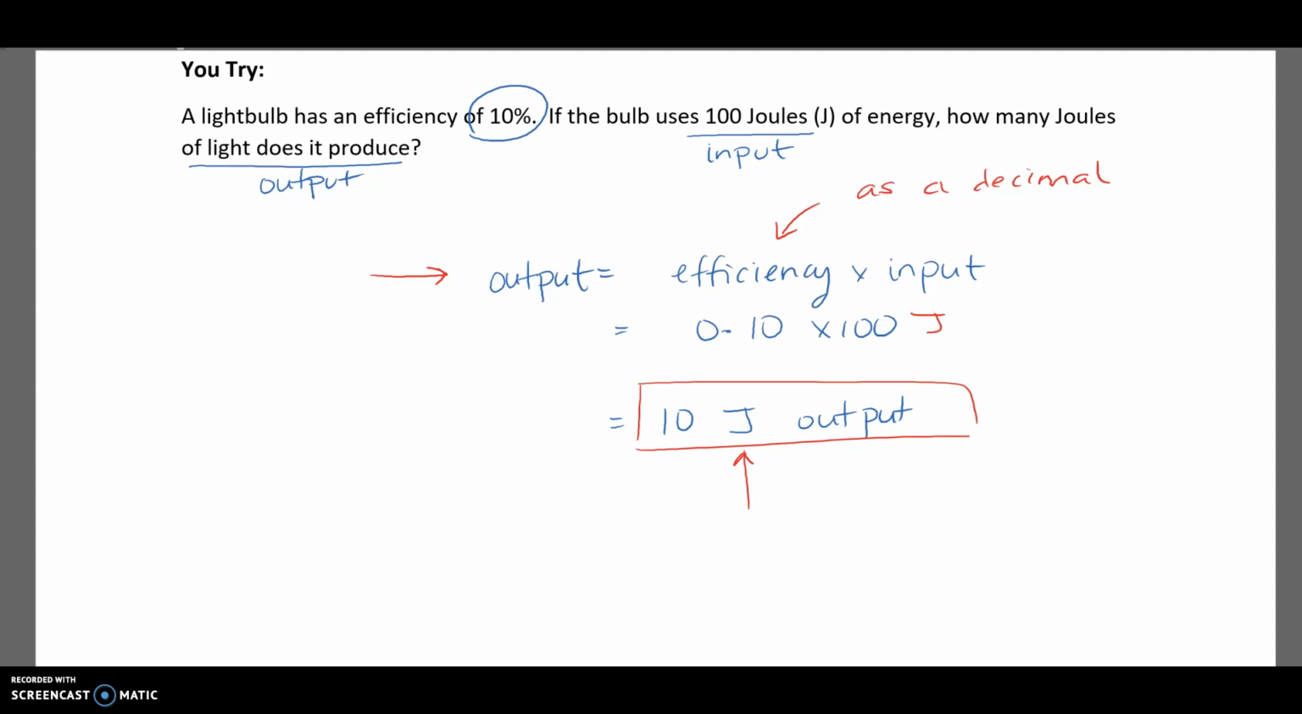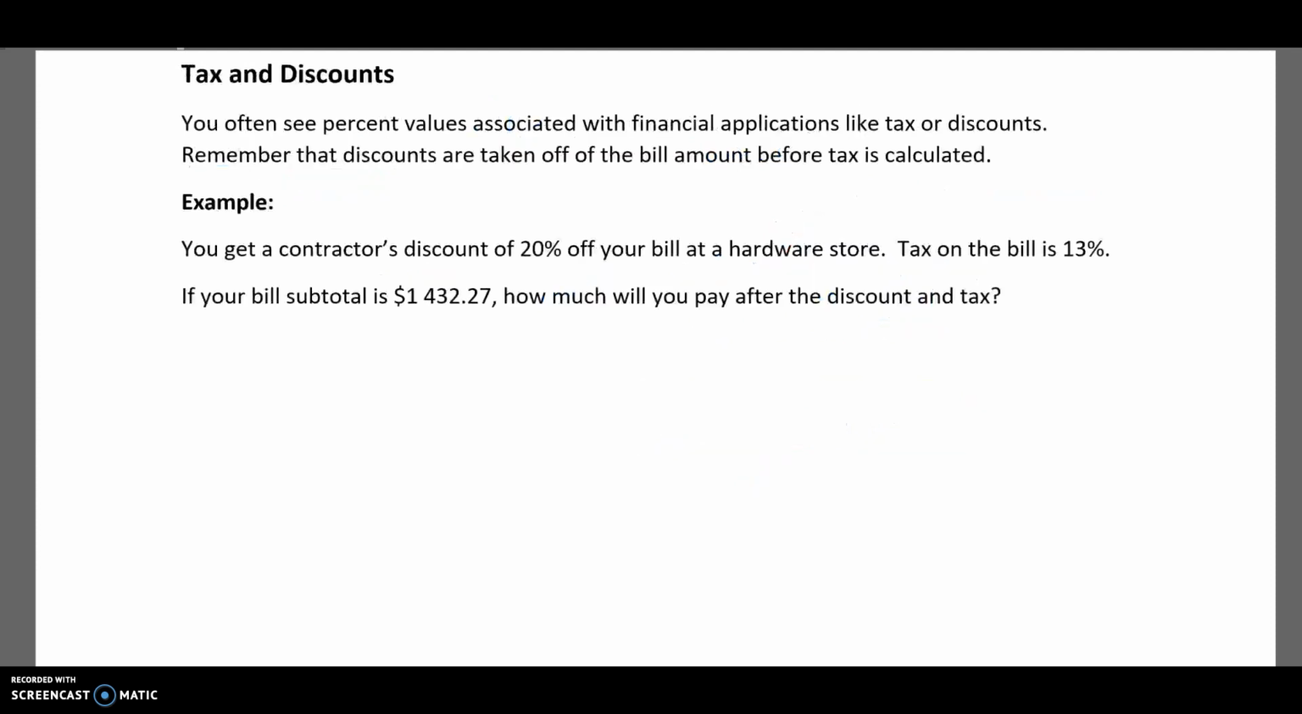Our final application example for percents will look at taxes and discounts. You often see percent values dealing with taxes and discounts, and these are likely calculations you've done before. We'll look at a couple of examples and recognize that there are multiple ways you could complete the steps to solve these. We often see discounts taken on amounts, and then we need to calculate tax as well. Remember that discounts are taken off the bill or the subtotal before the amount of tax is calculated.